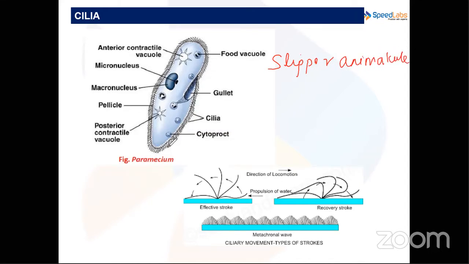Now see, all over the body of the paramecium, you can see cilia. And this depression in the structure is the gullet.